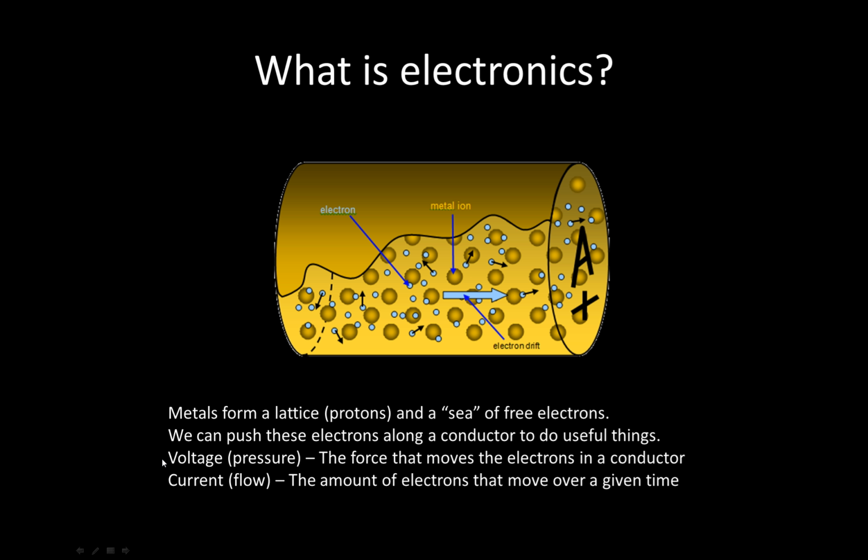Two terms that you've probably come across or will come across quite often during the course of this talk are voltage and current. Voltage is essentially the force that moves the electrons through a conductor, and current is the amount of the electrons that flow through a conductor over a given period of time. So really, electronics is the study of the motion of electrons through these conductors and what we call components, which I'll talk a bit about later.